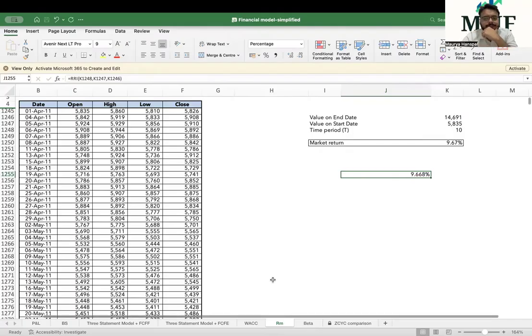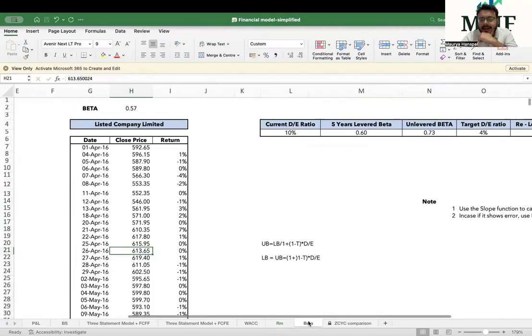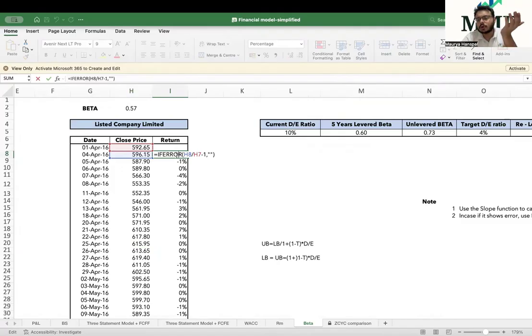Now here I've calculated the return upon market. I can simply calculate beta also. So here are the numbers for some hypothetical company to make you understand. These are the closing prices of that hypothetical company. I've simply calculated the percentage daily return, right? The final value minus the beginning value divided by the beginning value. That is simply the percentage change formula. I've done that for every day.